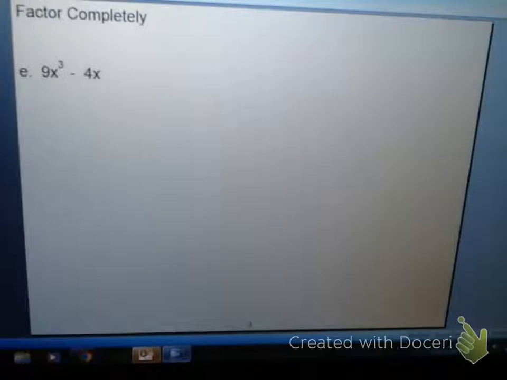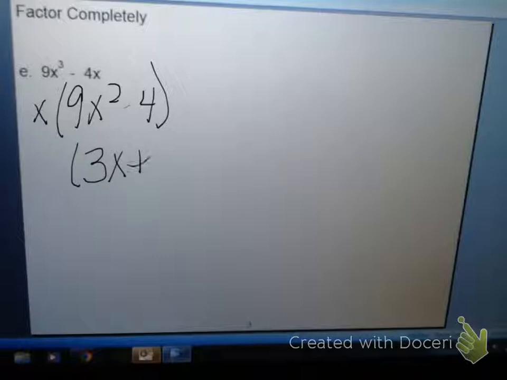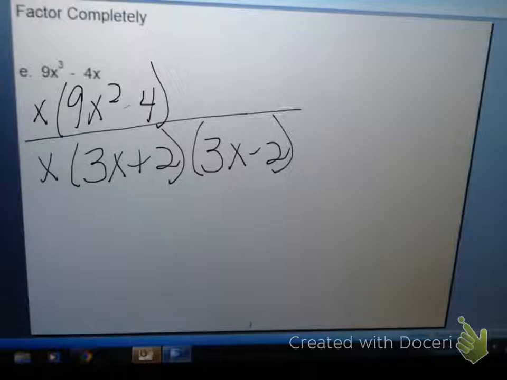Example E, I'm going to factor out a GCF of x. Sometimes your GCF is a number, sometimes it's a letter, and sometimes it's both. So I get 9x squared minus 4. That is a difference of two perfect squares that factors into 3x plus 2 times 3x minus 2. And then again, bring down the x. That is your final answer.